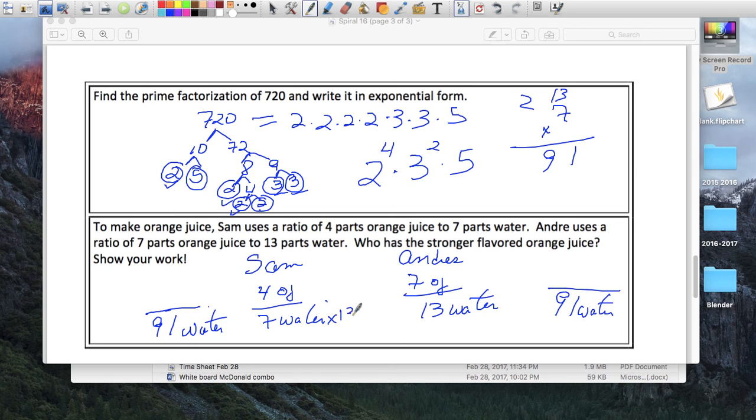Let's see what happens to Andres. So Andres, 13, we changed it to 91. It was a times 7. So I'm going to multiply the top times 7. And 7 times 7 is 49 parts OJ. So if we gave Andres the same amount of water, which was 91, he will use 49 parts of OJ. So we can tell that clearly the stronger flavor here is Sam. She uses just a little bit more OJ given the same quantity.